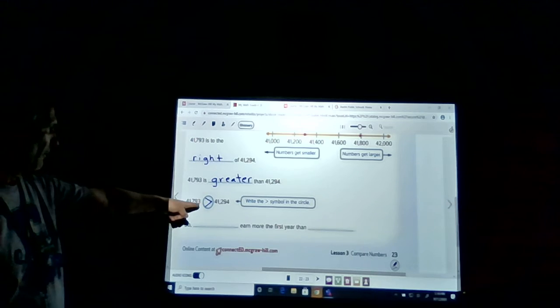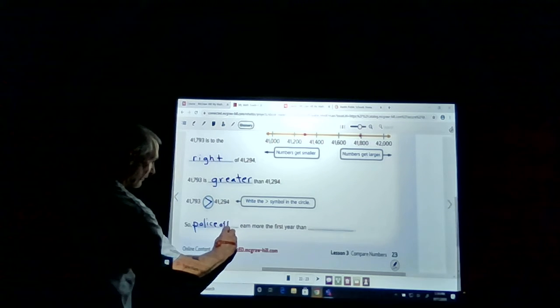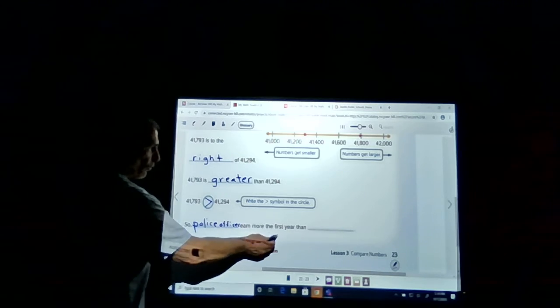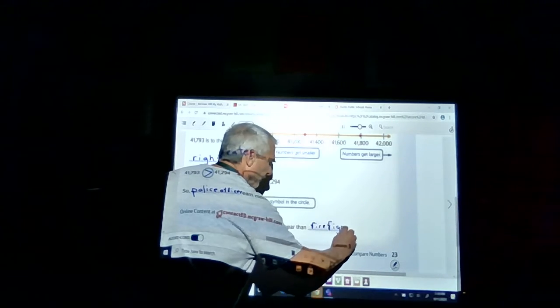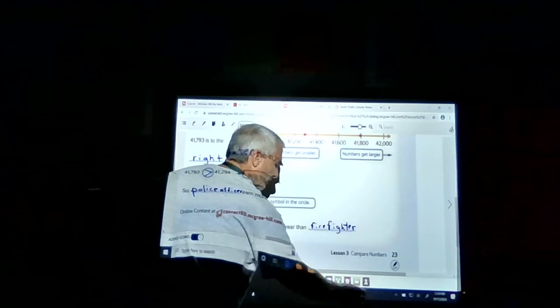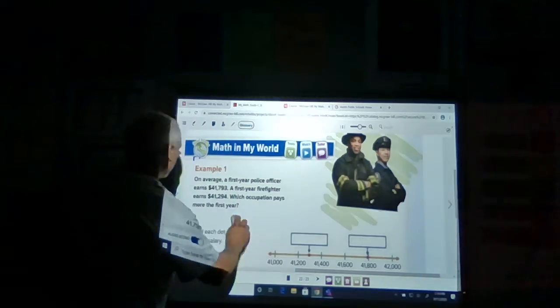All right. So, who makes more money? The 41,793, that was the police officer, wasn't it? Yes, the police officer earns more in the first year than the firefighter. And they both have very important jobs, and they both can be very dangerous. And maybe they should get paid even more money than that. So there you go. The police officer earns more than the firefighter.